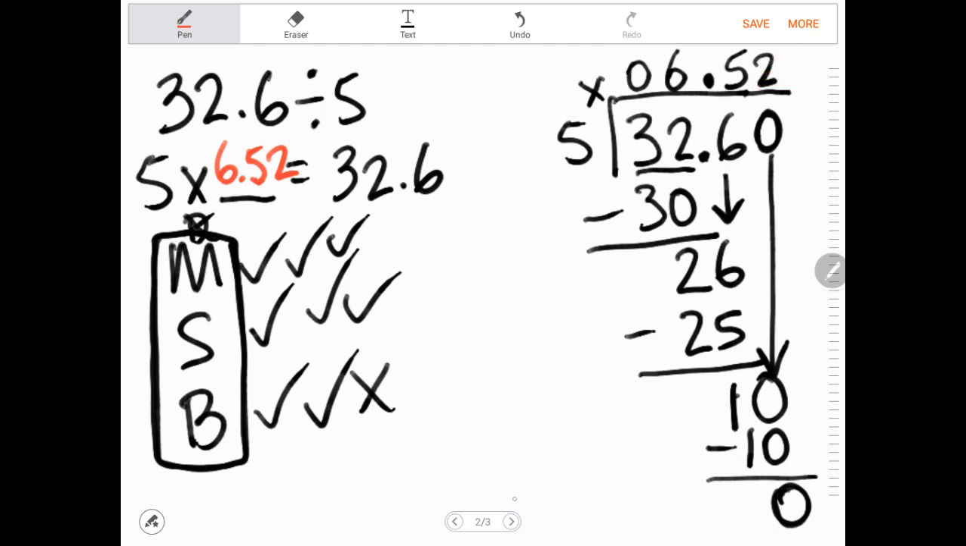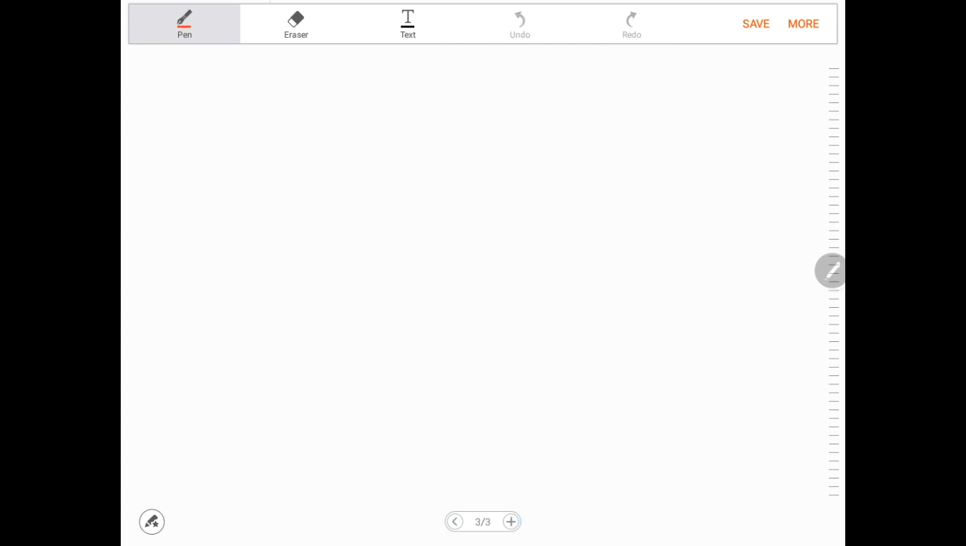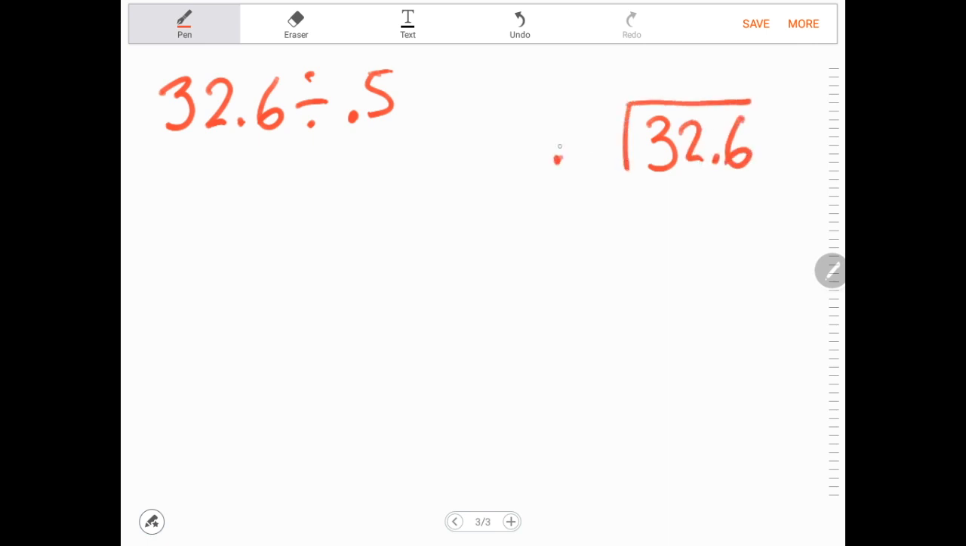So let's take this one step further. And I'm going to put a decimal in my divisor now. So I still have 32 and 6 tenths, but instead of dividing by 5, I want to divide by 5 tenths. I'm essentially doing the same thing. I'm taking 32 and 6/10, and I'm dividing by 5/10. Okay, so it's still saying 5 times what? I'm sorry, 5/10 times what will give me 32 and 6/10.